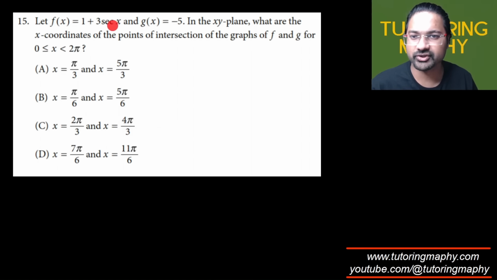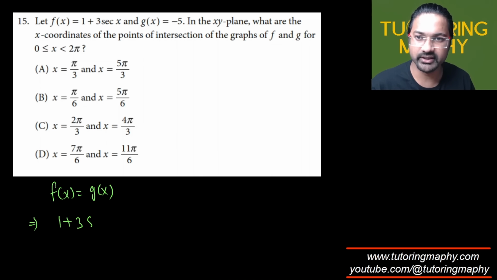Let the function f(x) be this and g(x) be this in the xy plane. What are the x coordinates of the points of intersection of f and g? Okay, so points of intersection basically means where are the two functions equal, right? So in other words, they are looking for the values of x where these two will be equal to each other. The function is 1 plus 3 sec x and g(x) is nothing but -5.